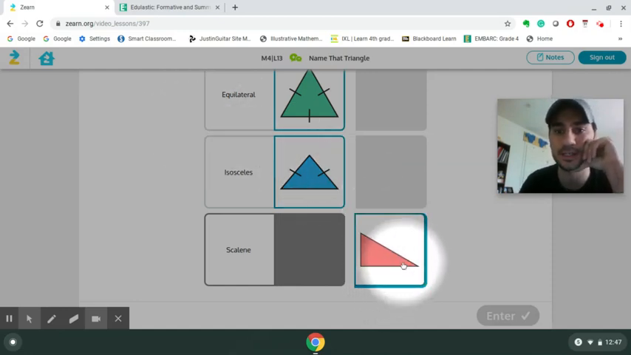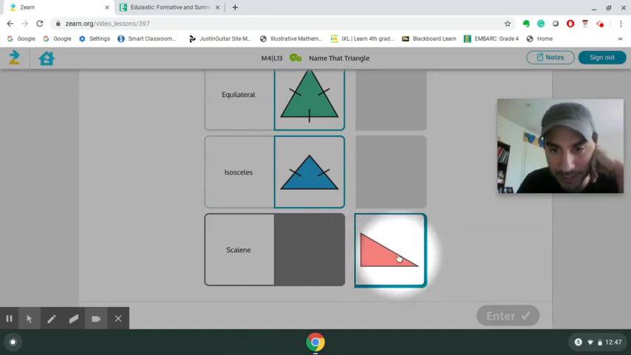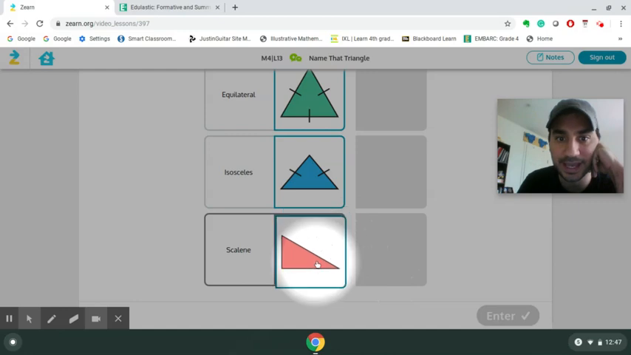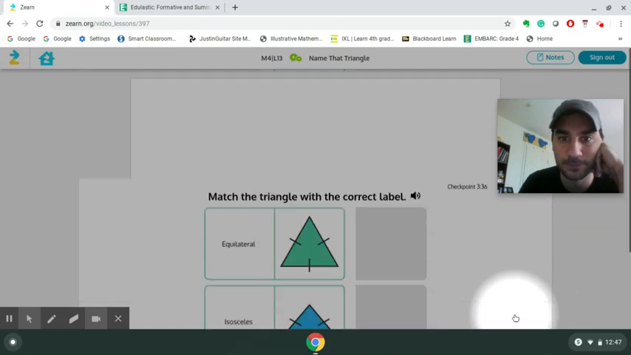And last but not least, this has no tick marks. That means no sides are the same length. And I can sort of tell this is the shortest. This is pretty long, but I actually think our diagonal here is the longest. That's a scalene triangle. All right, we have our triangles classified. Let's press enter. Great job.